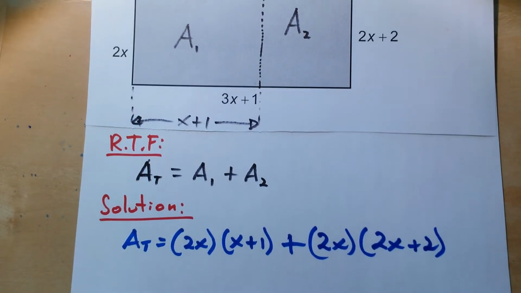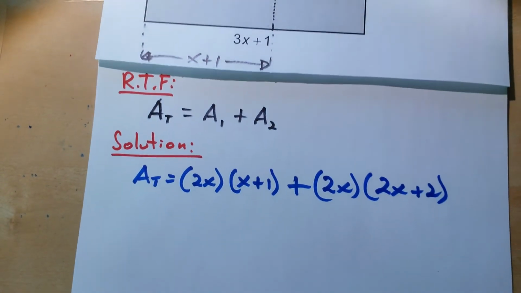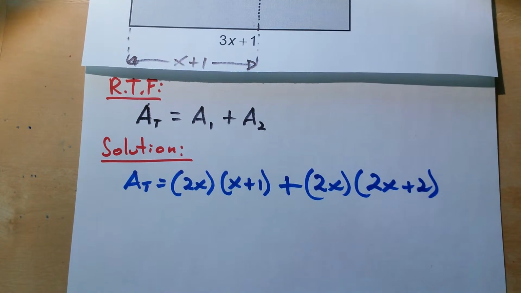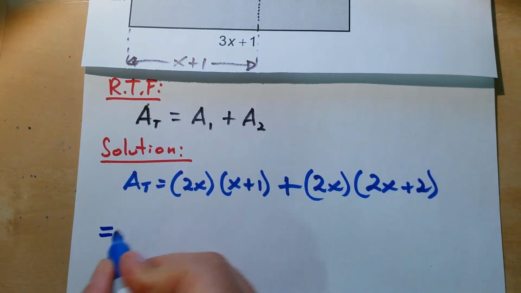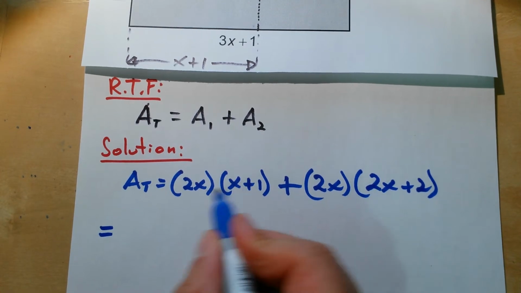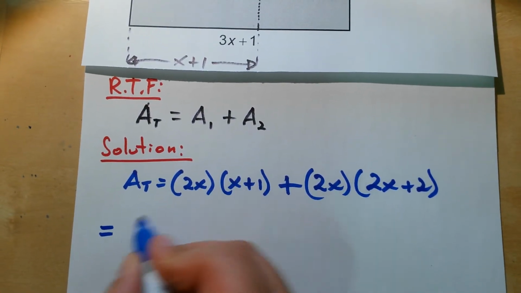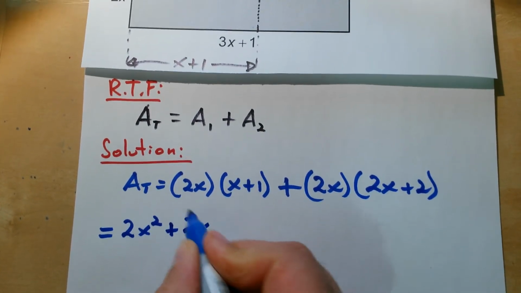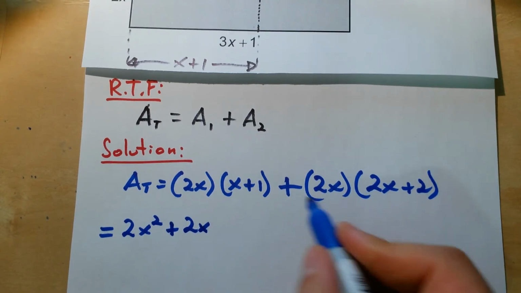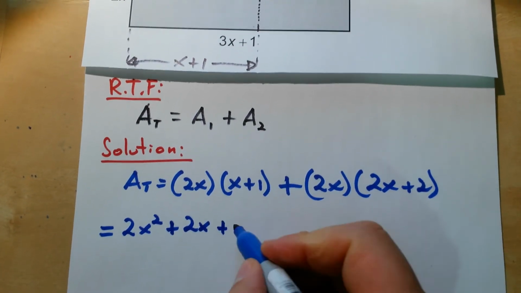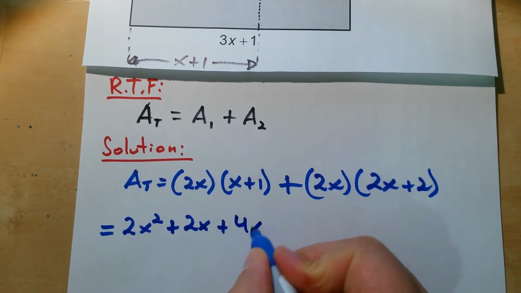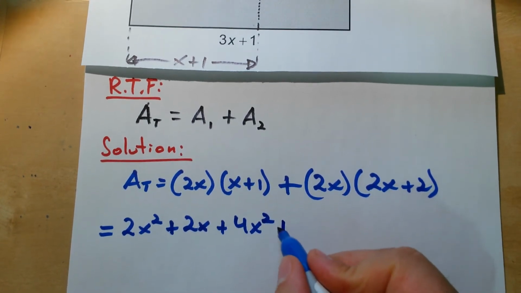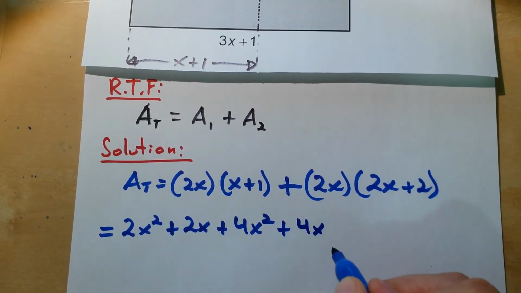Now we have to simplify this expression. So let's do it. We do the distributive law, 2x times each of these terms. So 2x times x gives us 2x squared, 2x times 1 is 2x. Positive times positive, positive, so not much to worry there. Plus 2x times 2x, 4x squared, plus, positive times positive, positive, 2x times 2, 4x.